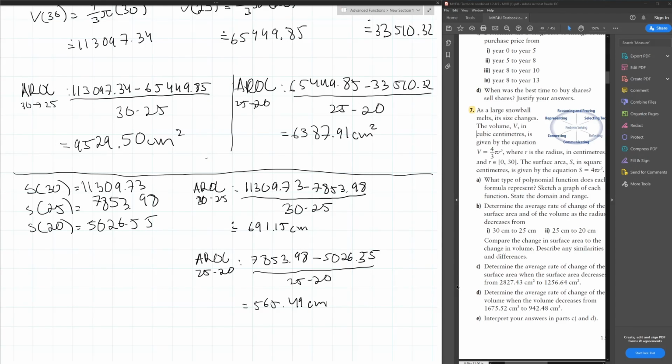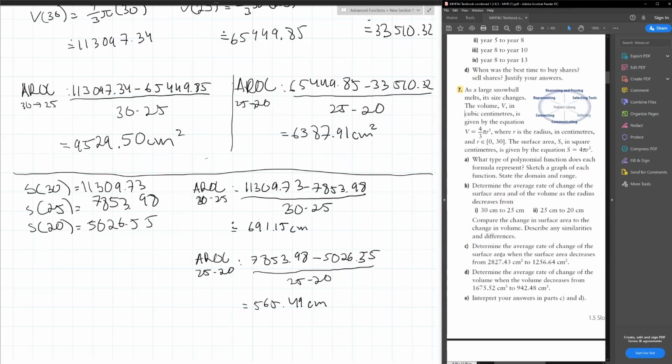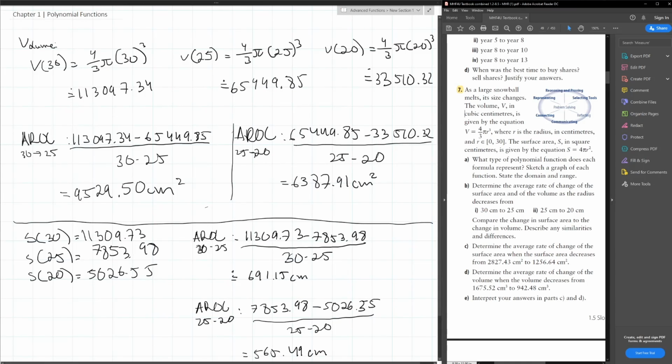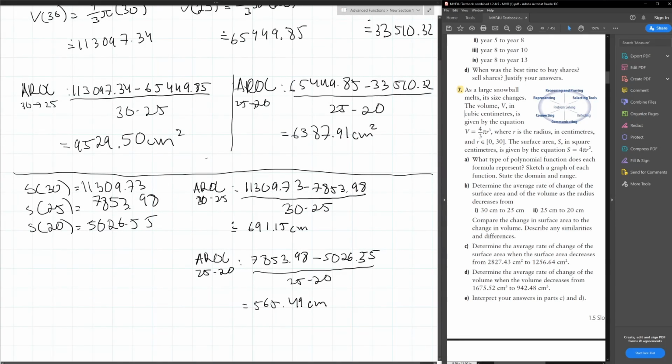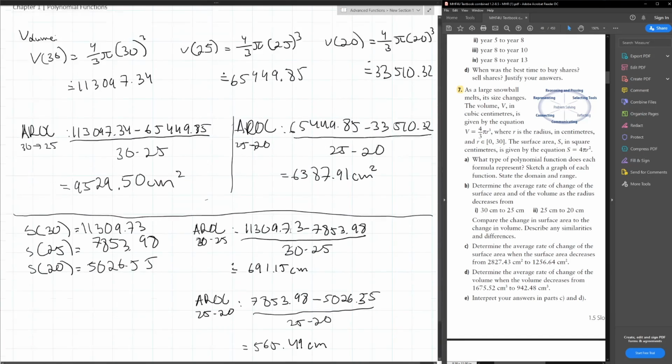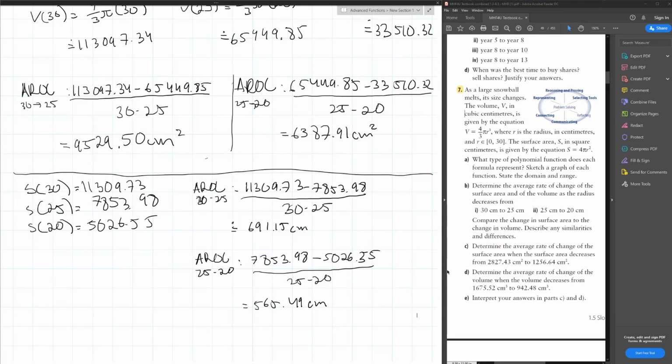Oh, wait, we're supposed to describe any similarities and differences. Well, we see that as the volume was decreasing, the surface area was decreasing. That is about it. I don't really know what more they want from us, so I'll stick with just that.